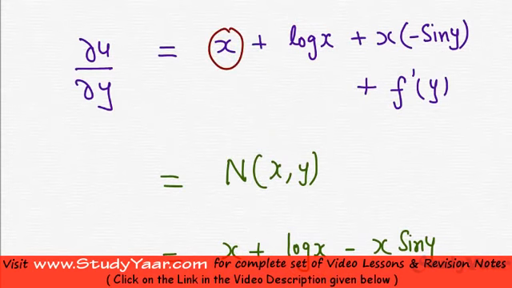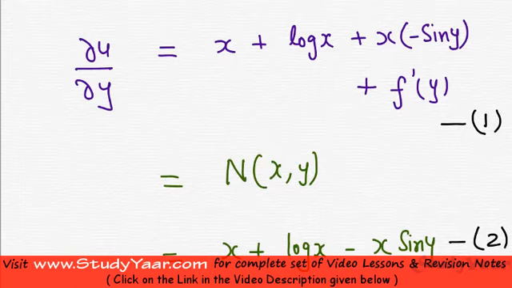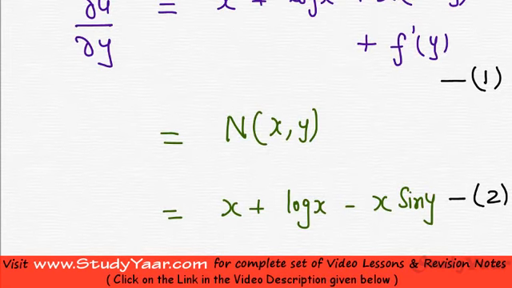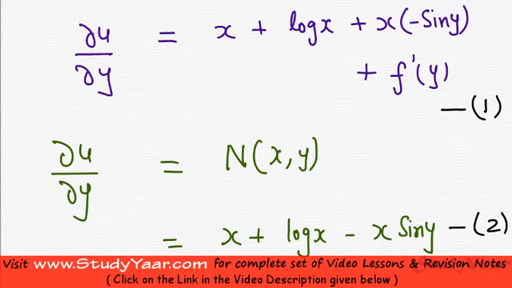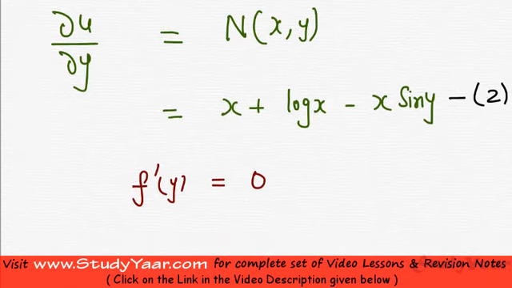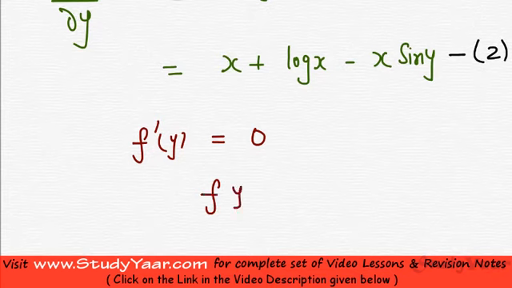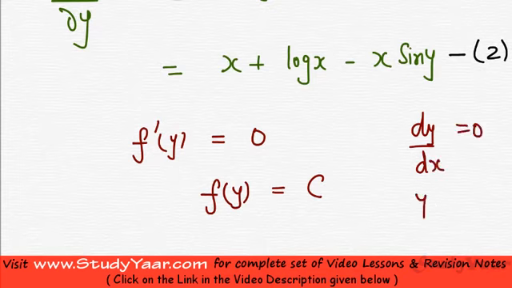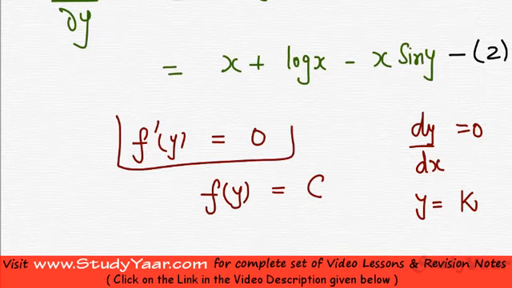So let us say that this is my equation number 1, and this is my equation number 2. What is 2? 2 is del u by del y is equal to N of x y, which is equal to this. If I compare 1 and 2, I would realize that f dash of y is equal to 0. Therefore my f of y is a constant. If dy by dx is equal to 0, then it implies that y is equal to a constant. Similarly, if your f dash y is 0, then it implies that f of y is a constant.